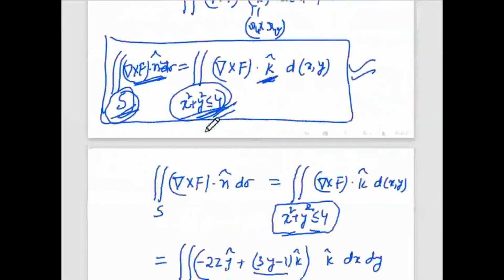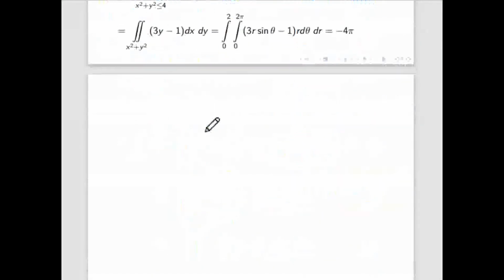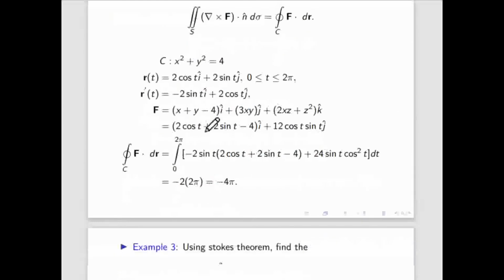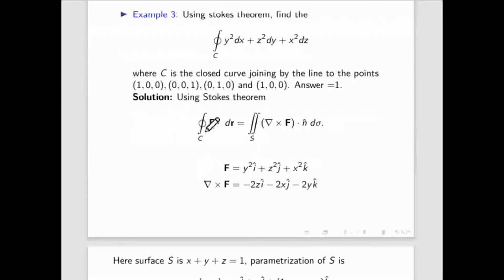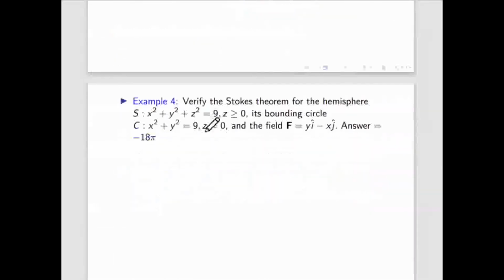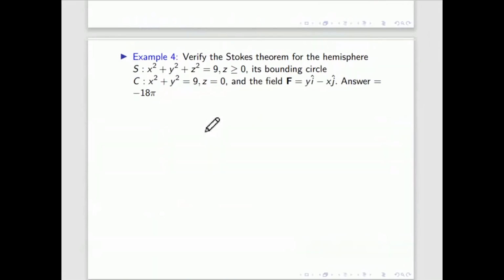So your syllabus is already finished. I will do 2-3 more problems for this Stokes theorem. We will do example 3 in the next class, and then example 4 also in the next class. After that, all classes will become tutorial classes.